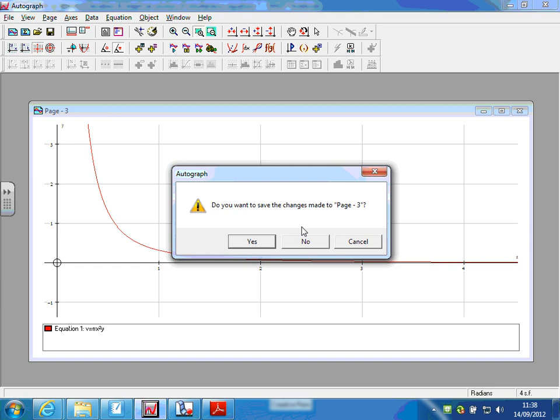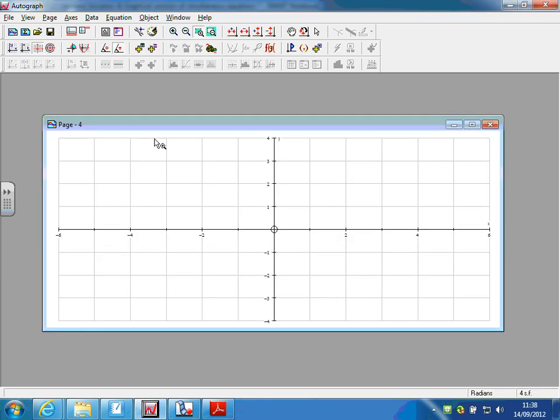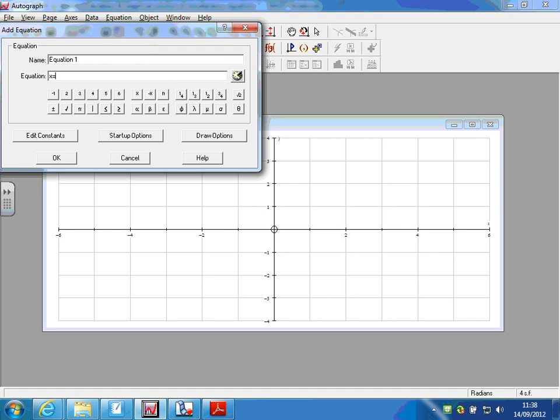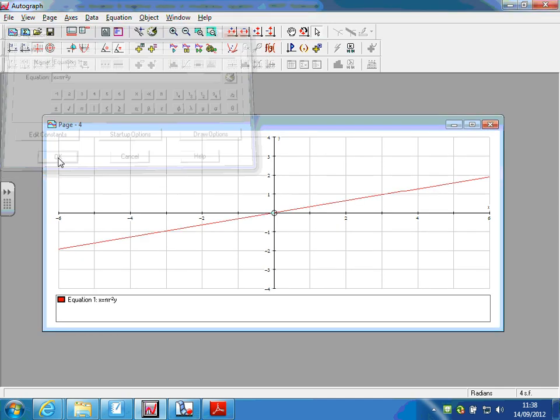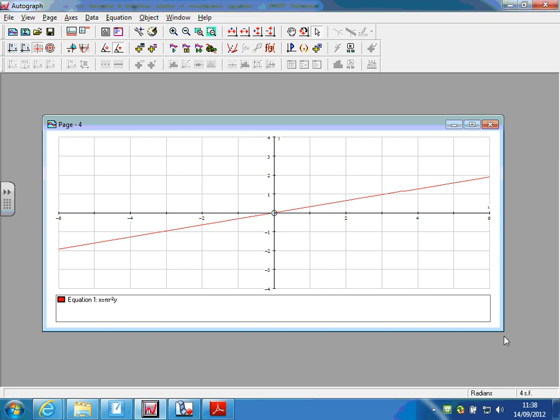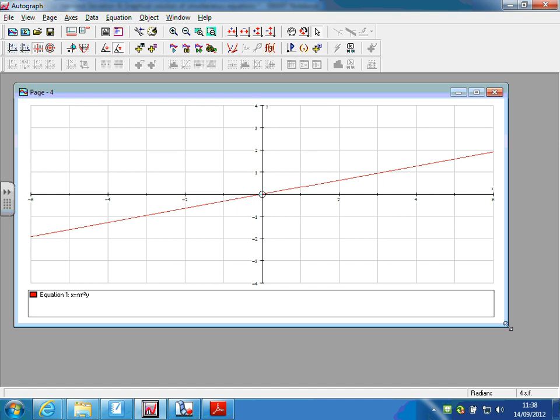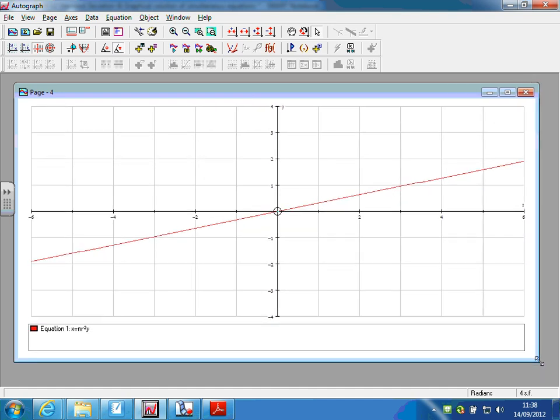Close this, start a new page, enter the equation. X equals pi r squared, r, and then hit the squared, times by y, and then hit OK, and there's my graph. And as we anticipated, we get a straight line. There. Okay. Again, we can zoom in on the bit we're interested in.